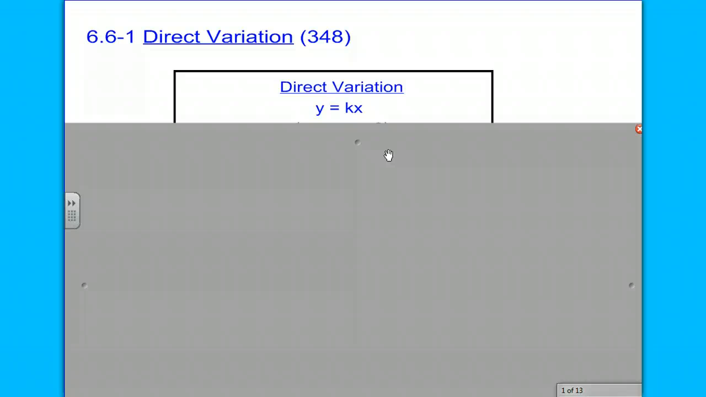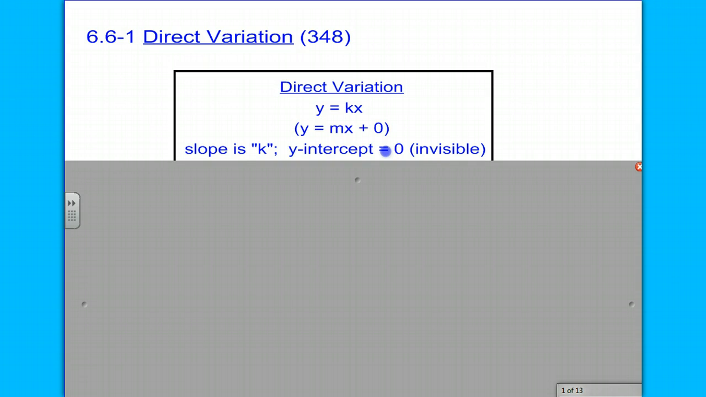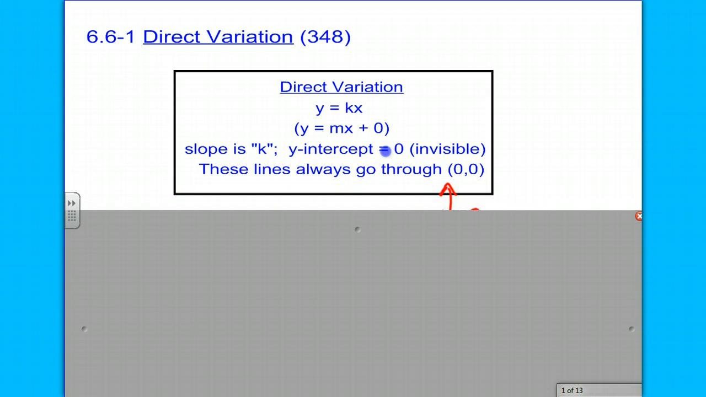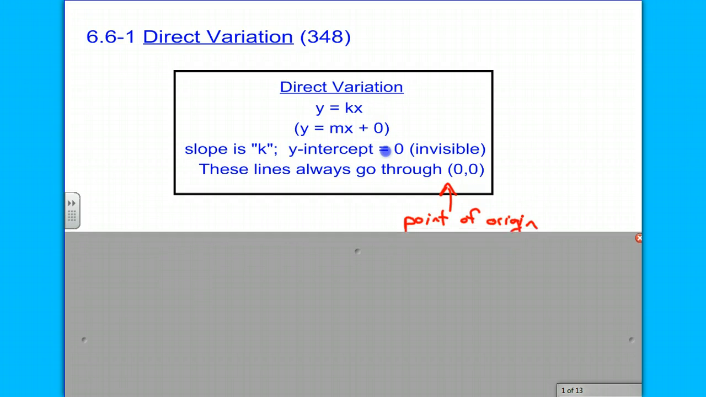They could have written it y equals mx, right? Because k is the slope. But they chose to say this is kind of a unique situation when you have a y-intercept at 0. So they want to highlight that in these equations by naming the slope the k, the constant of variation. Okay? So the slope is k, the y-intercept is 0, and these lines always go through the point of origin like we just saw, or 0, 0. So when you don't see a y-intercept visible in an equation, you know it goes through 0.